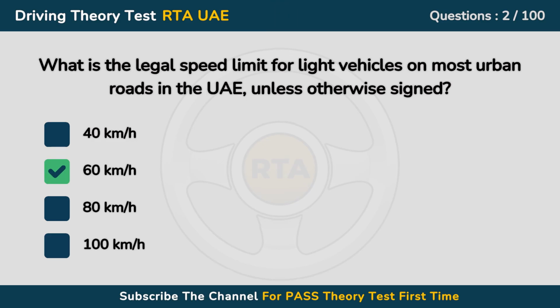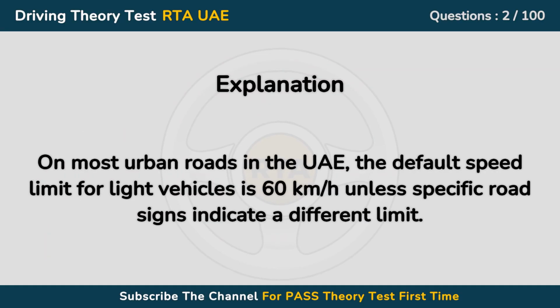Answer is B. 60. On most urban roads the default speed limit for light vehicles is 60 unless specific road signs indicate a different limit.